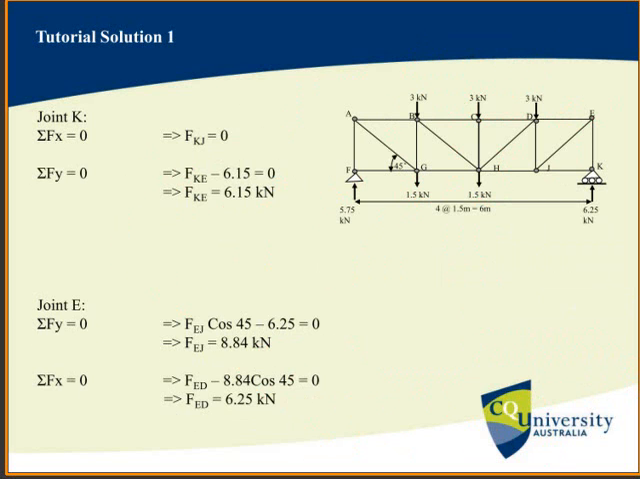Now we will consider the joint K. From this side we consider joint F, joint A, joint B, and joint G. From this side now we will consider joint K. Just draw the free body diagram for K. FKE, and this is 6.25 kilonewton force which is applied directly.